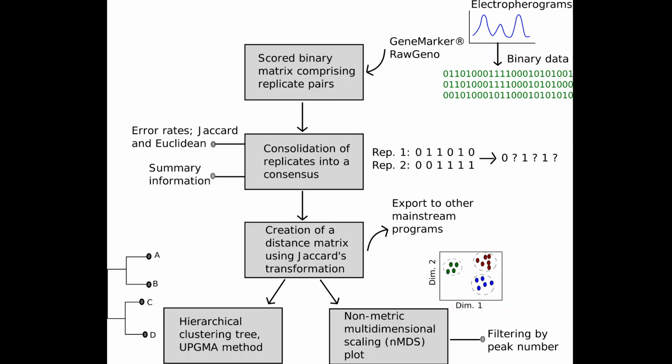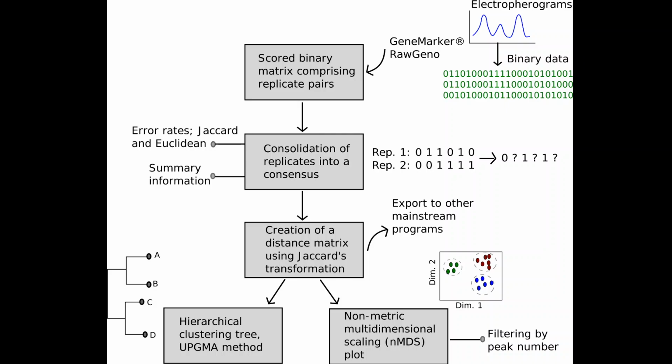So you originally had electropherograms, which showed your peaks from your amplified PCR products, and you would have inputted that into a program like GeneMarker or RawGeno and scored and binned those peaks. And what you're now doing is you're just putting that output into BinMat, and you'll have your replicate pairs, and you can then consolidate them, and then you can get error rates and summary information.